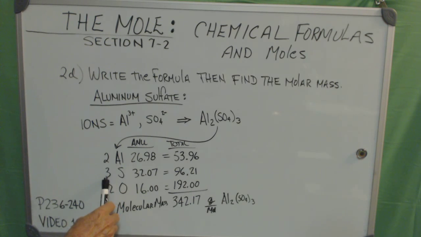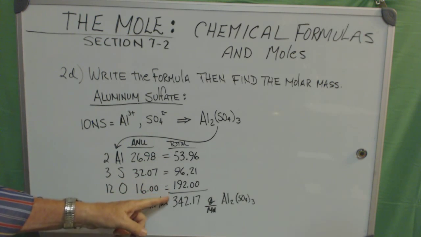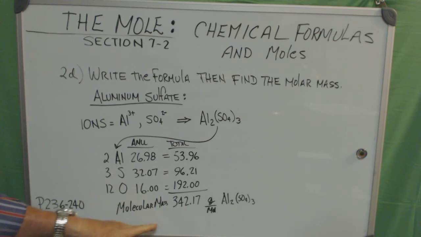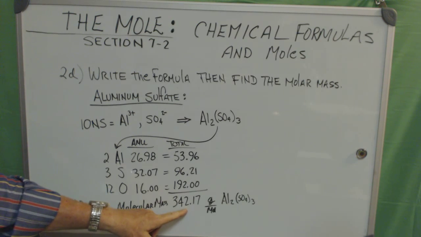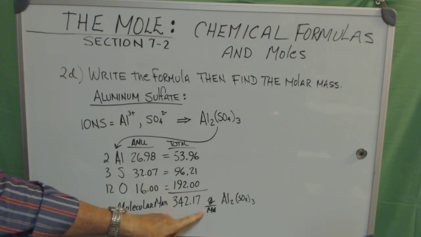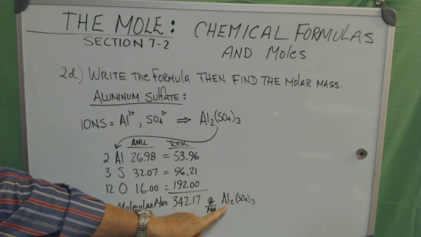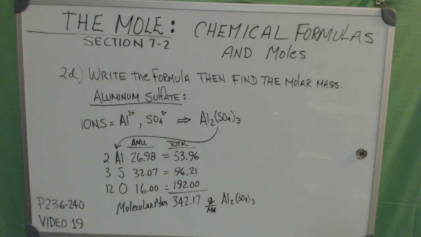My sulfur, I got 3 of those. The AMU for sulfur is going to be 32.07, rounded off to 2 places. And I got 96.21, and I end up with 12 atoms of oxygen. 12 times 16, 192. I add these up, and I get the total molecular mass, 342.17 grams per mole of aluminum sulfate. There you have it. The rest are going to be easy.